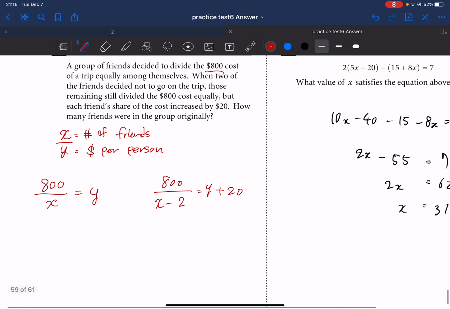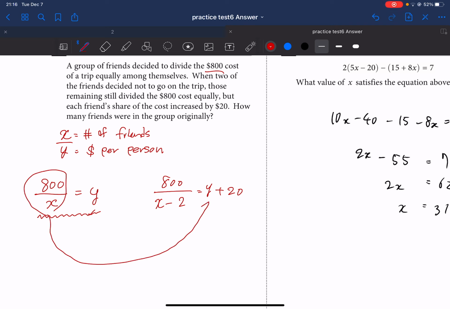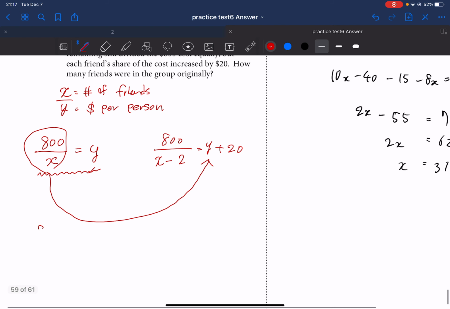So since we already have the equation right here for y, we can substitute to this y. Okay, so what do we have? 800 over x, times x minus 2, equals 800 over x plus 20.